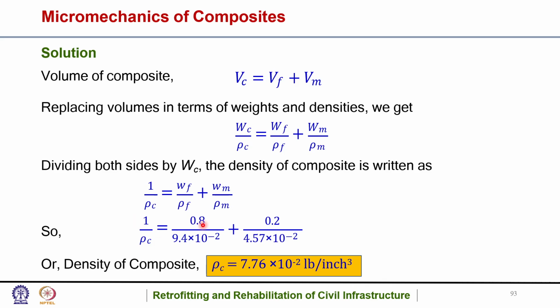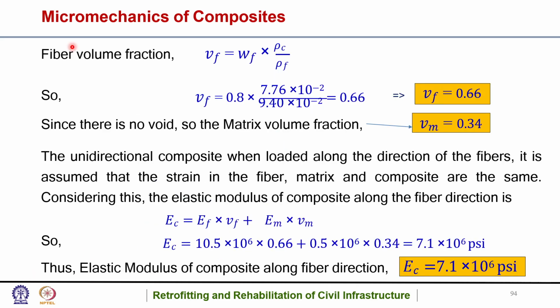So 1 by rho c equal to 0.8 by 9.4 into 10 to the power minus 2, these values are given in the question, plus 0.2 by 4.57 into 10 to the power minus 2, which comes out to be 7.76 into 10 to the power minus 2 pound per inch cube as the composite density. Therefore the fiber volume fraction will be equal to Wf into rho c by rho f, which becomes equal to 0.66.